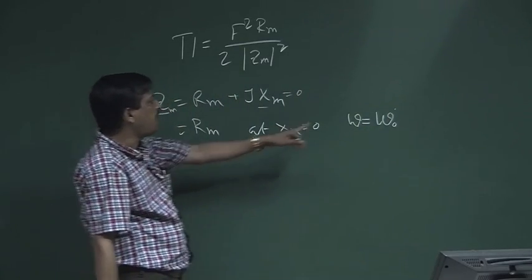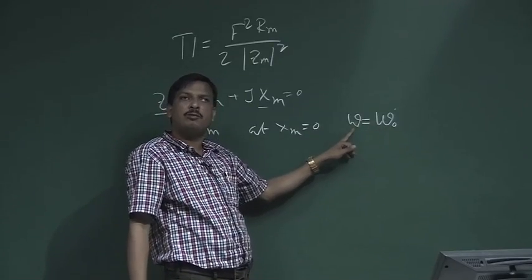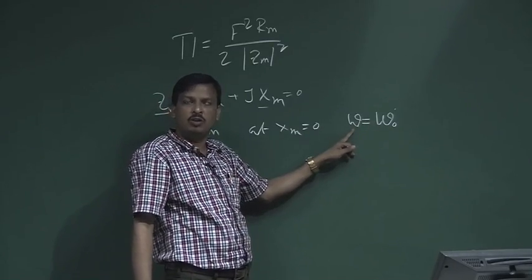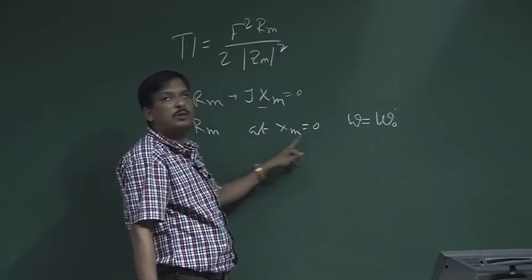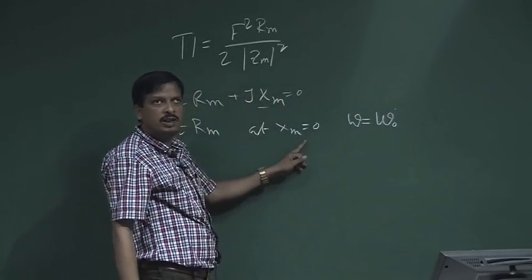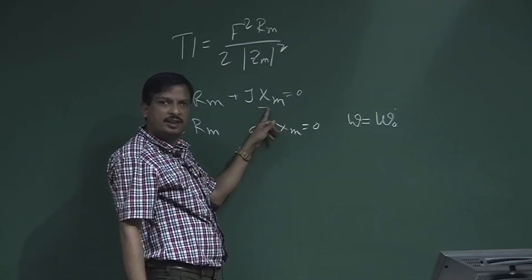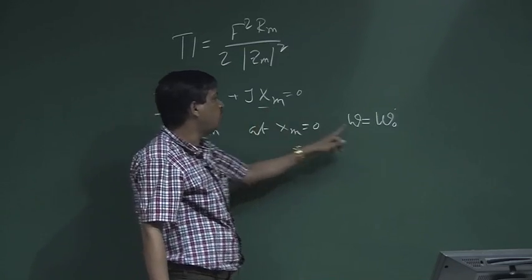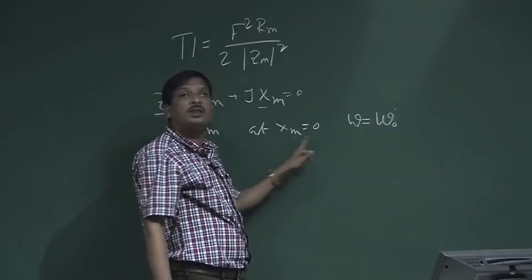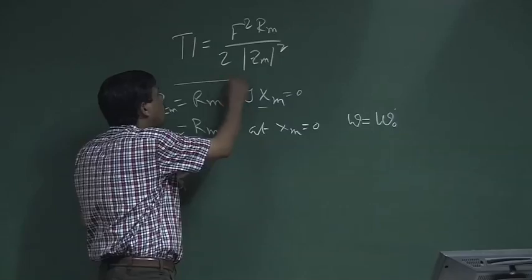So, if the natural resonance frequency of the system is omega 0, and the frequency of the applied force is omega, then X_m will become 0, because we did that last class. X_m is nothing but omega m minus s by omega. We proved that at omega equal to omega 0, X_m is equal to 0. So, in that case, the maximum power transfer will happen.